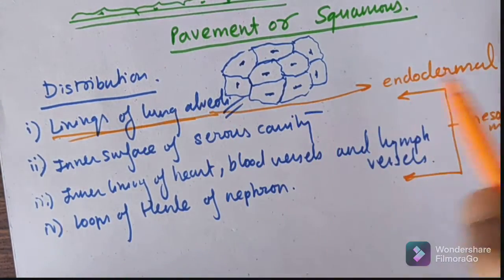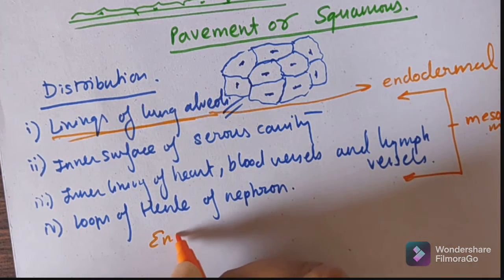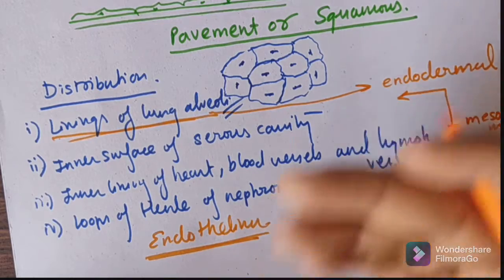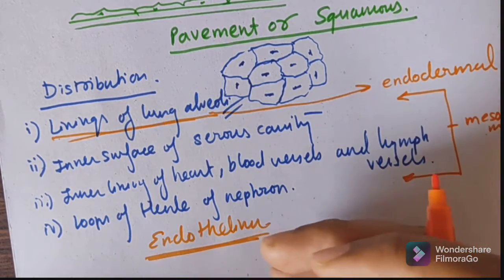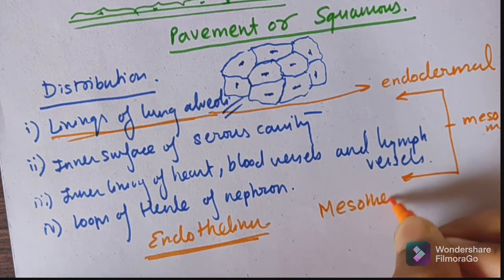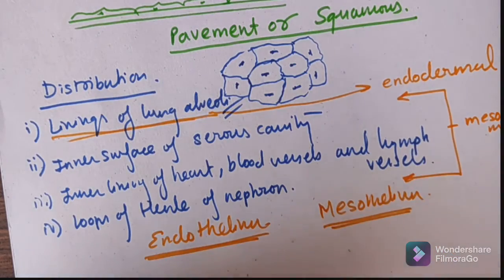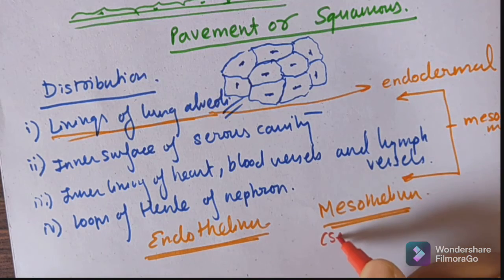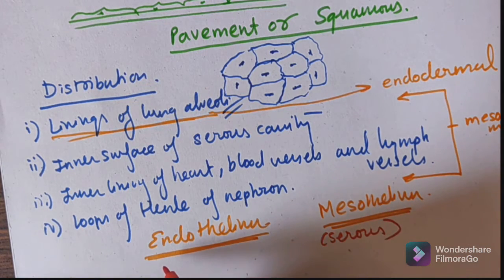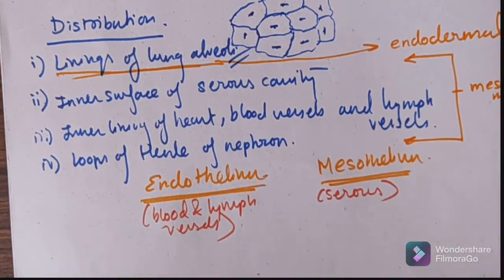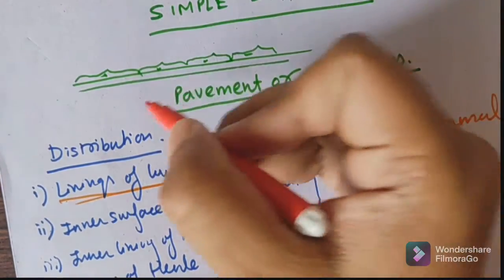Now the term endothelium, okay, when we talk about the term endothelium, now the endothelium is applied to the cells which line the blood and lymph vessels. Okay, now the lining cells of the serous cavity are known as mesothelium. This is for the lining of the serous cavity. Okay, and this one are the lining of blood and lymph vessels. Fine. Now this was our number 1.